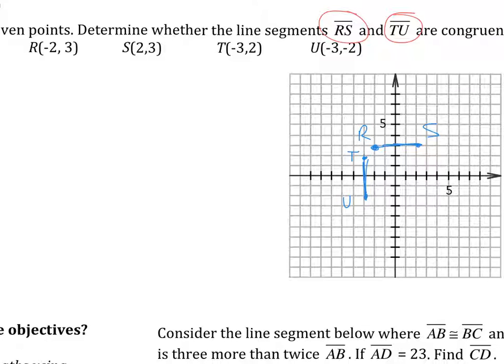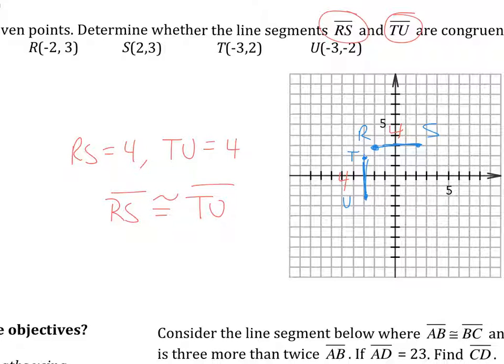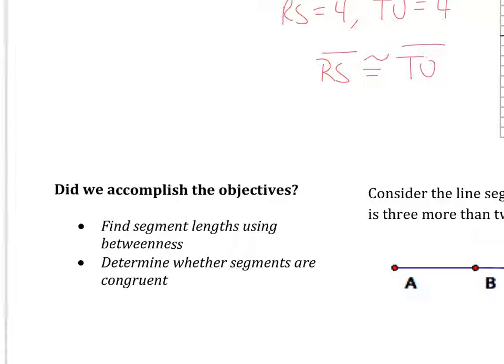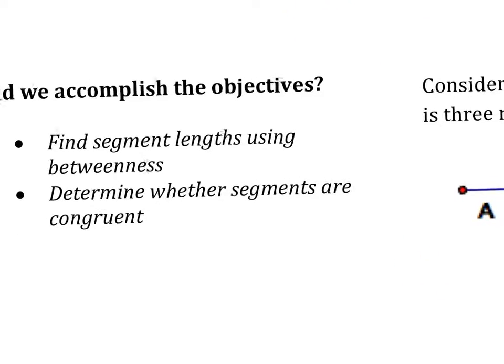Last one. It wants you to graph the points, connect R to S for segment RS, connect T to U for segment TU, and determine whether or not they're congruent in length. You should have ended up with RS equal to 4 and TU equal to 4. So we could say RS equals 4, we could say TU equals 4, just to emphasize the difference between equals and congruent. But then we would say that RS is congruent to TU, and we would use the bars and that little tilde thing.